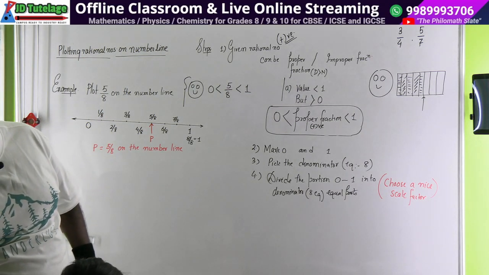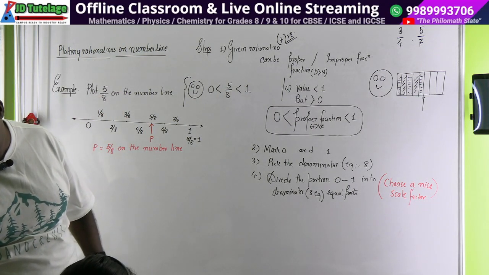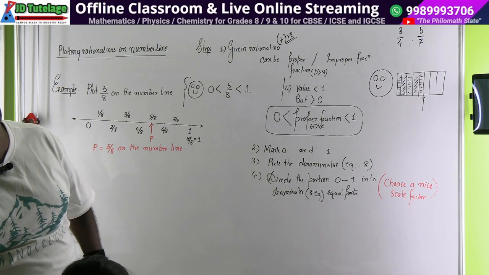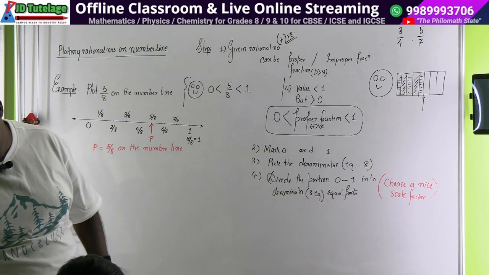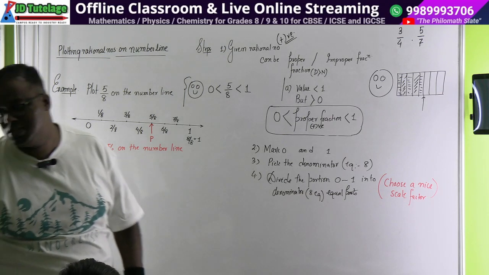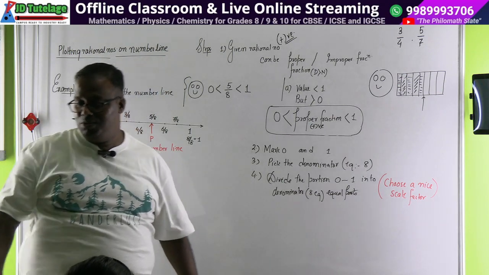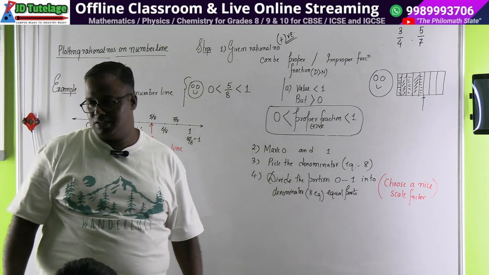Really, how do you know this is 1? No, my question is not that. How do you know this is 1? What number are you trying to plot, my dear? 3 by 4. How? That means this should be 4 equal parts. So I said first make 4 equal parts and name the last one as 1. Listen to me. How will you make it 4 equal parts? It won't be accurate. Are you getting it?